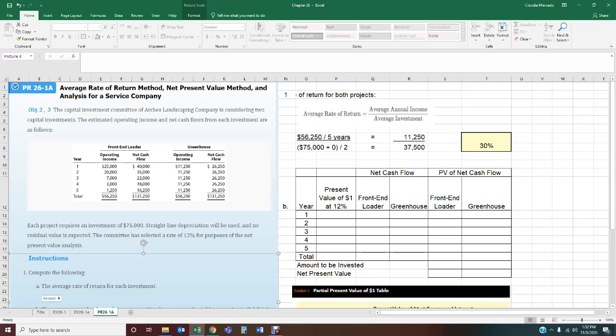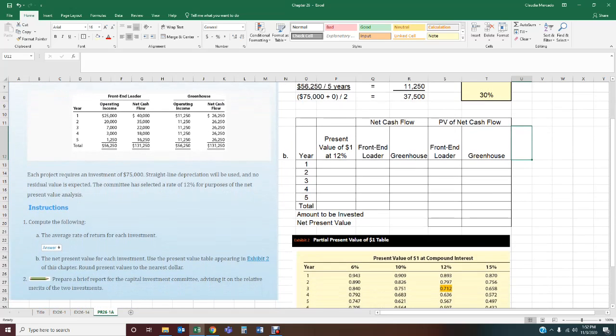Okay, I want to specify the reason that I'm doing it together for both projects is because both the income and the investment for both projects are the same. If your projects differ, then you have to do the calculation for each project separately and calculate the average rate of return for each project separately. Okay, so the average rate of return for each investment is 30%. Okay, that's the first requirement.